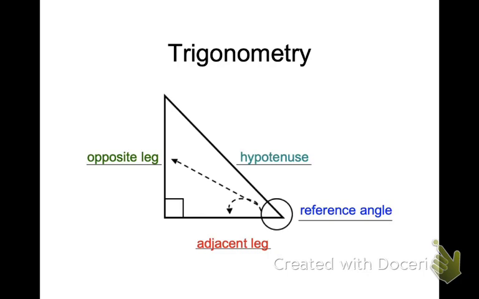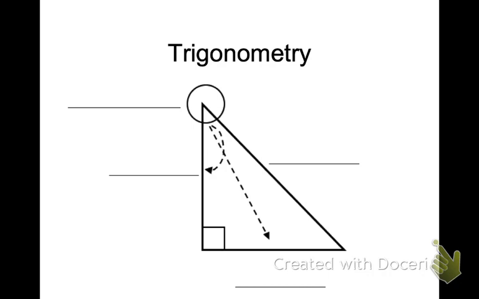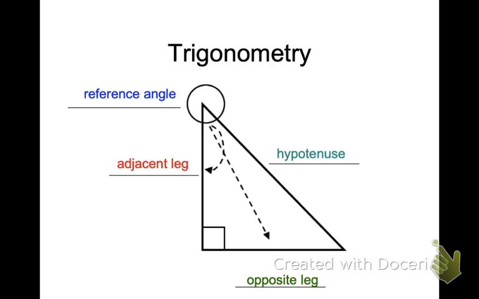If I change that reference angle to the one up top, so now my reference angle is up there, did my hypotenuse change? No, your hypotenuse is still a hypotenuse, right? It's always opposite the right angle. But now, if I go opposite of my reference angle, that puts my opposite leg down here at the bottom, and it now changed my adjacent leg to be next to it. Okay?